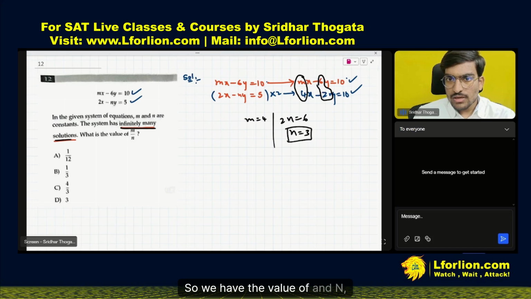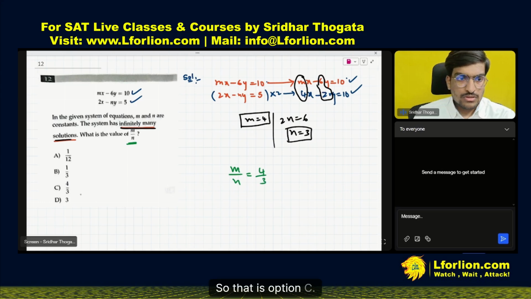So we have the value of m and n, but we need to find the value of m by n. So m by n equals 4 by 3. So that is option C.